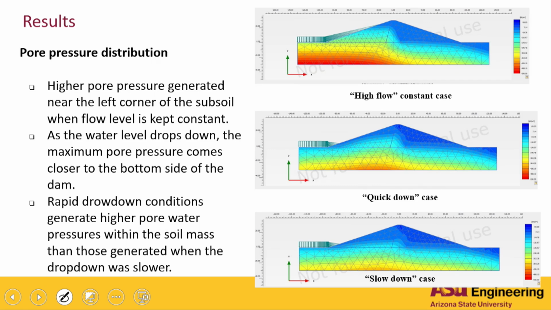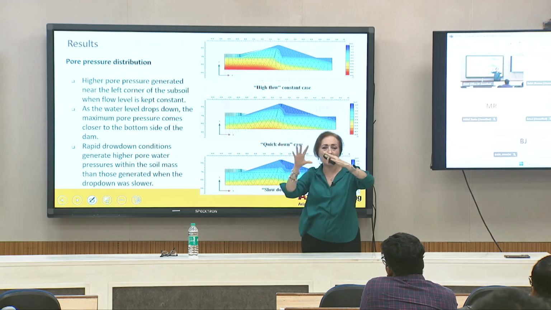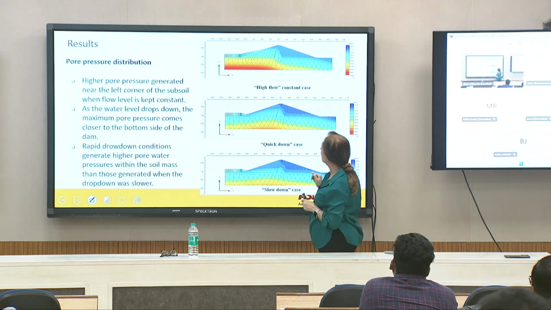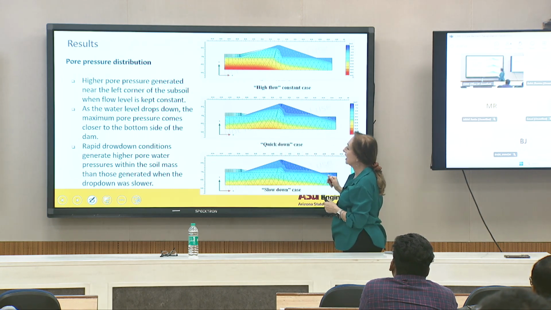You can see the high flow analysis in here. It doesn't look good to me. So what we got near the left corner of the soil, when the flow water was kept constant, you can see higher pore water pressure develops. As you go down the slope, you're going to have more pore water pressure because you have water under the groundwater table. And then you get to a point where you have high pore water pressures all the way down. So you increase with that.